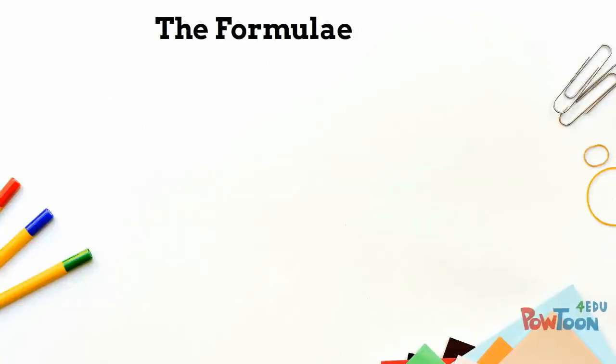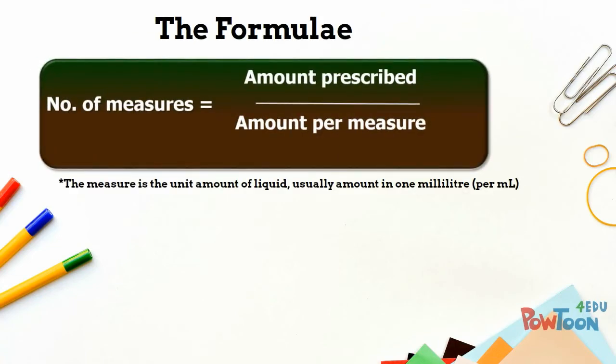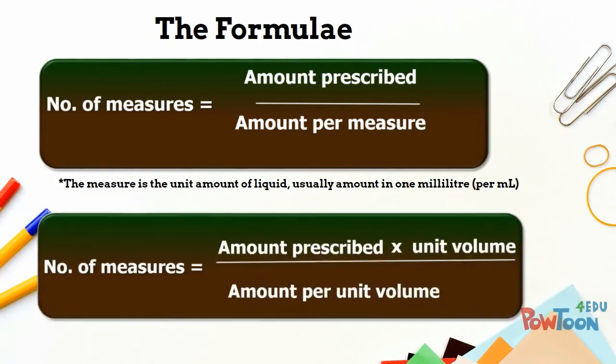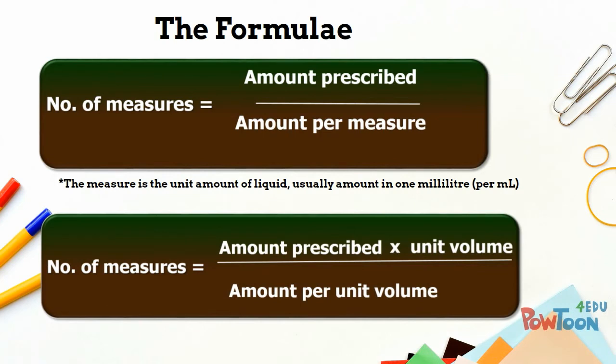You can also use a formula in these calculations. We know that the number of measures is equal to amount prescribed divided by amount per measure, or amount prescribed times unit volume divided by amount per unit volume.